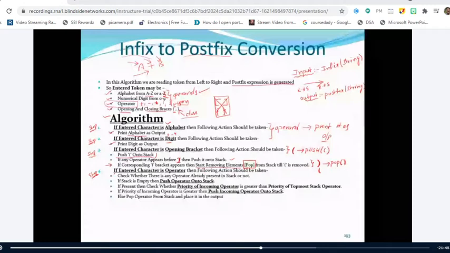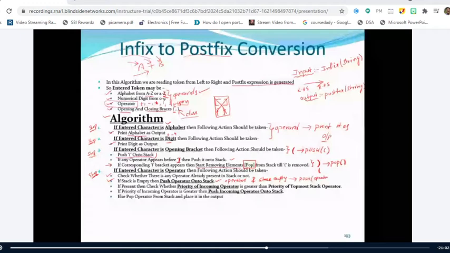What is that action? You have to first check whether there is any operator already present in the stack or not. So you have to check whether the stack is empty or not. If the stack is empty, then push the operator onto the stack. Right. So if it is an operator and the stack is empty, what you have to do is push the operator onto the stack. You just have to perform the push operation.